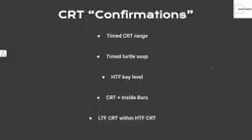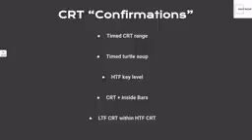There are specific confirmations to be looking for when trying to spot the highest probable CRT. These are the specific confirmations. A timed CRT range. This means that the CRT must form at a specific time. A timed turtle soup. This means that the purge of liquidity, the sweep of liquidity, the turtle soup, whatever you want to call it, must happen at a specific time.